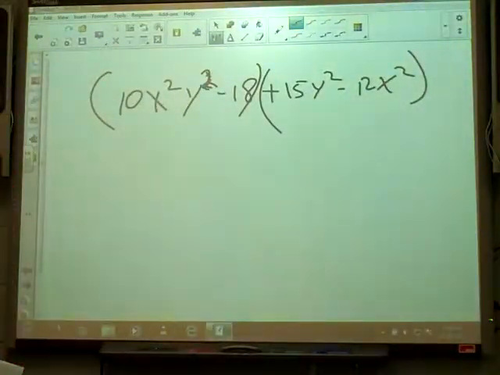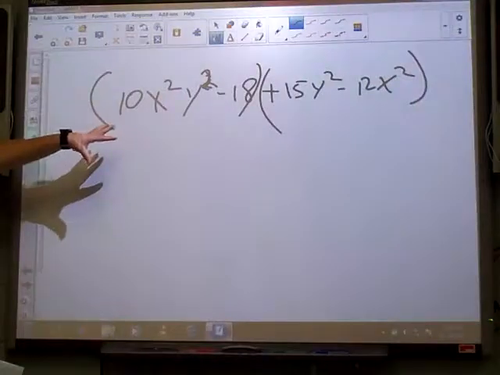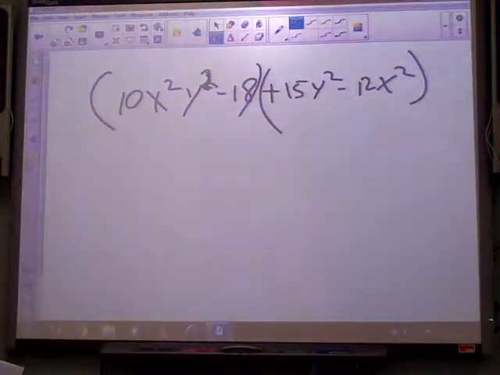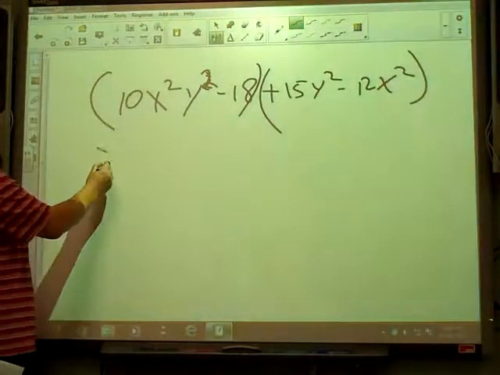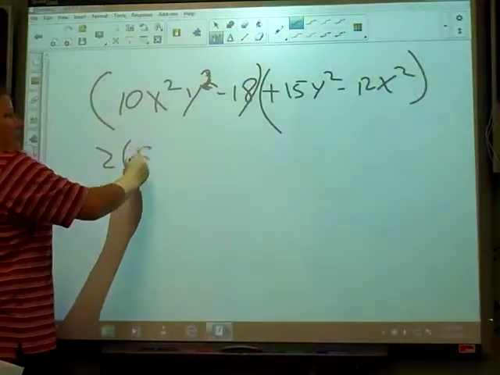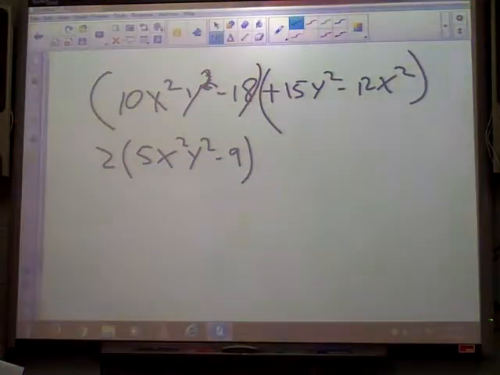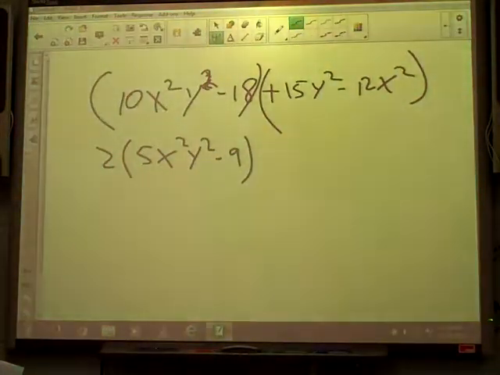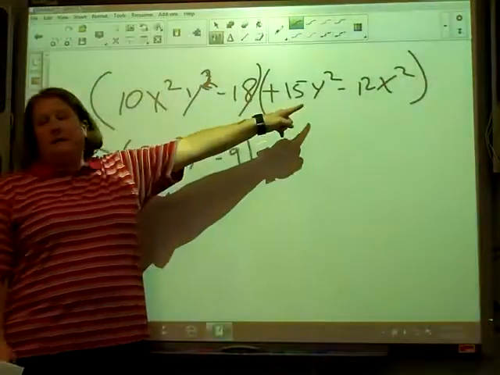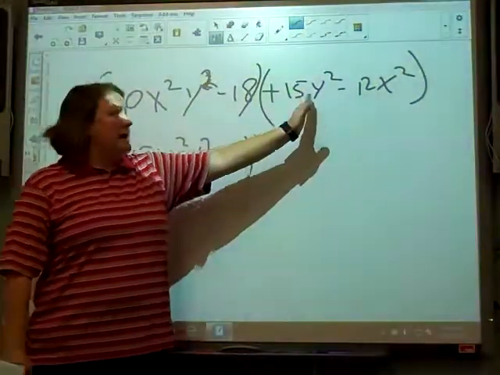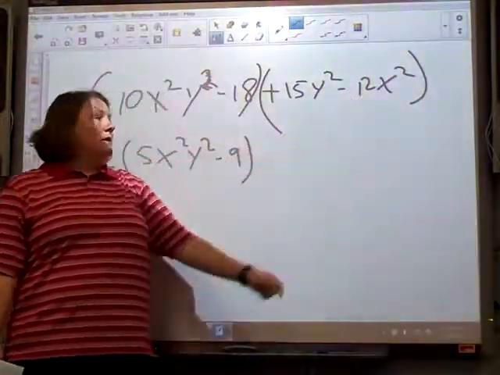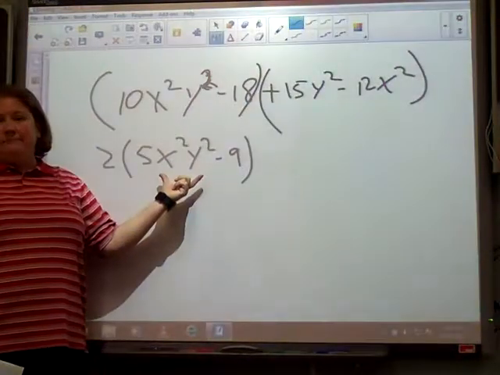All right. First group. Now that I finally got 2s up there, what's the GCF of the first group? 2. Just 2. I'm with you. So that leaves me with 5x squared y squared minus 9. Now remember, for this whole show to work, I have to be able to get the same parentheses out of that group. So what can I take out of here that will leave me with that?